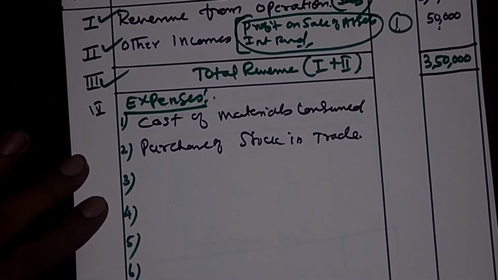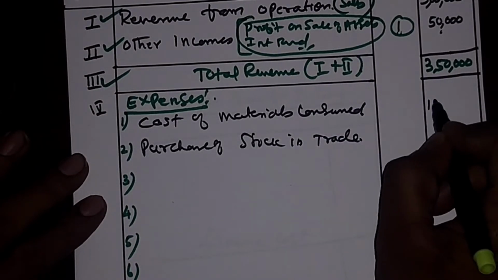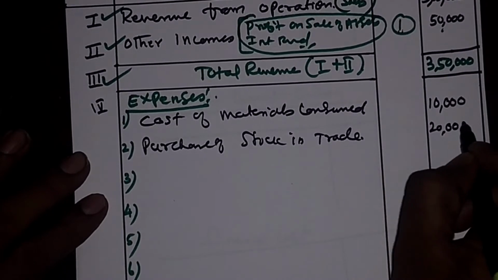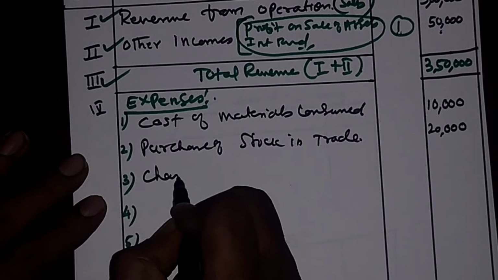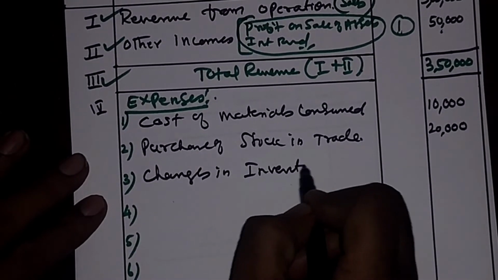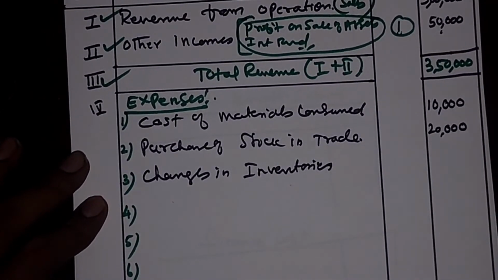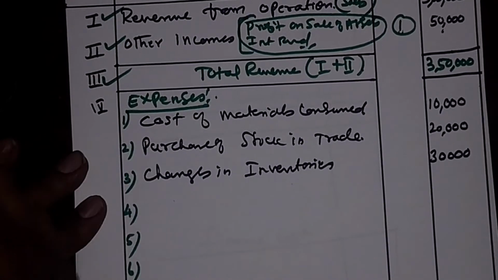We cannot expect in a problem that all the entries will be given. Very few entries will be given. Or else let me take, for understanding purpose, 10,000, 20,000. Third one is changes in inventories. Let me show how that note will appear. For example, I'll write here 30,000.